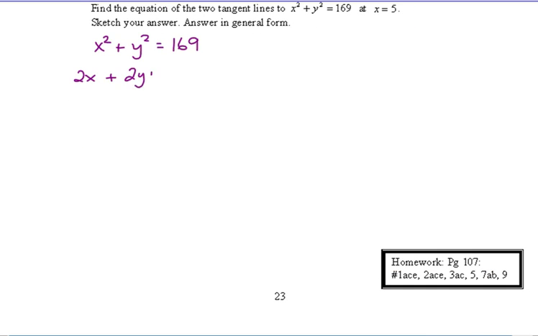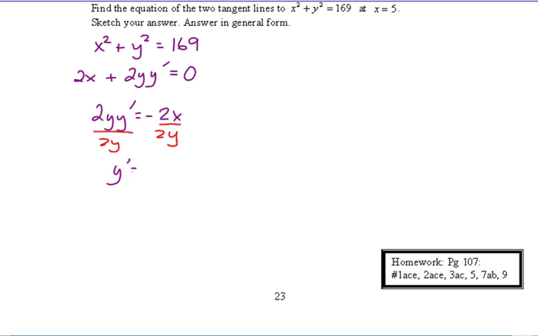2y, y prime equals 0, right? Derivative of a constant is 0. All right, now what we want to do? Subtract the 2x. I'm going to keep y prime on this side. We want all the y primes on one side and everything without a y prime on the other. And then divide by 2y. So we get y prime equals, I'll use purple, negative x over y.